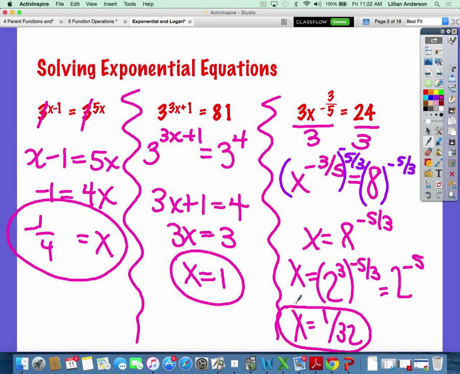Okay? All these different ways to solve an exponential equation without using your calculator. With the same base, they cancel, so the exponents are equal to each other, and also you can multiply by the reciprocal of the exponents.